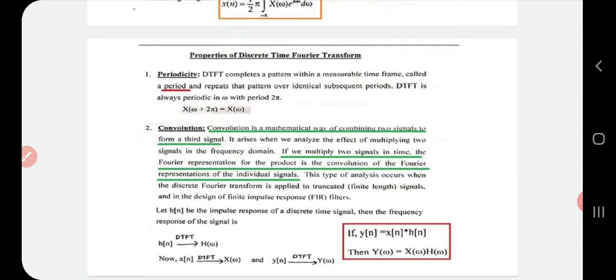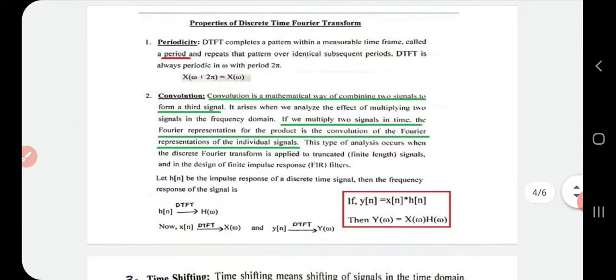The first property is periodicity. Just as the name indicates, periodicity means something that repeats at regular intervals of time. So, DTFT has this property, that is, it completes a pattern within a measurable time frame called period and repeats that pattern over identical subsequent periods. So, DTFT is always periodic in omega with period 2 pi and is given by x of omega plus 2 pi will be equal to x of omega.